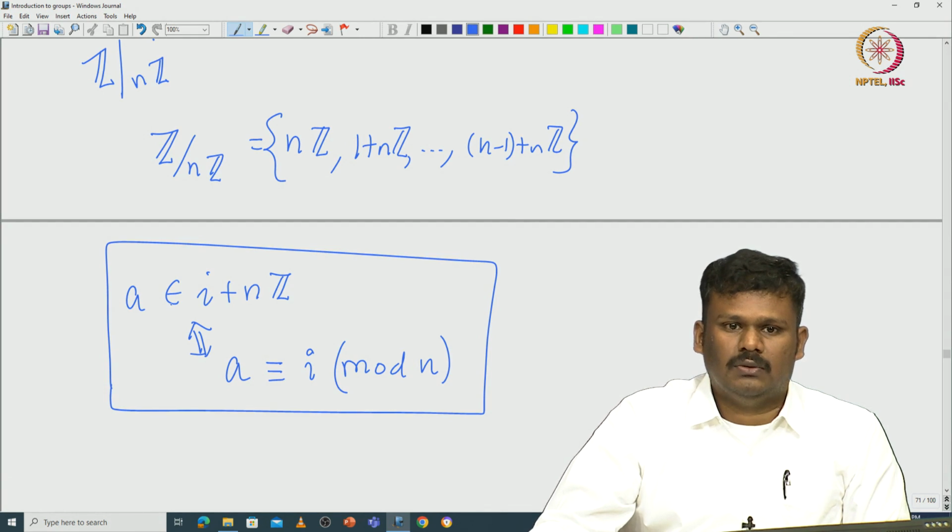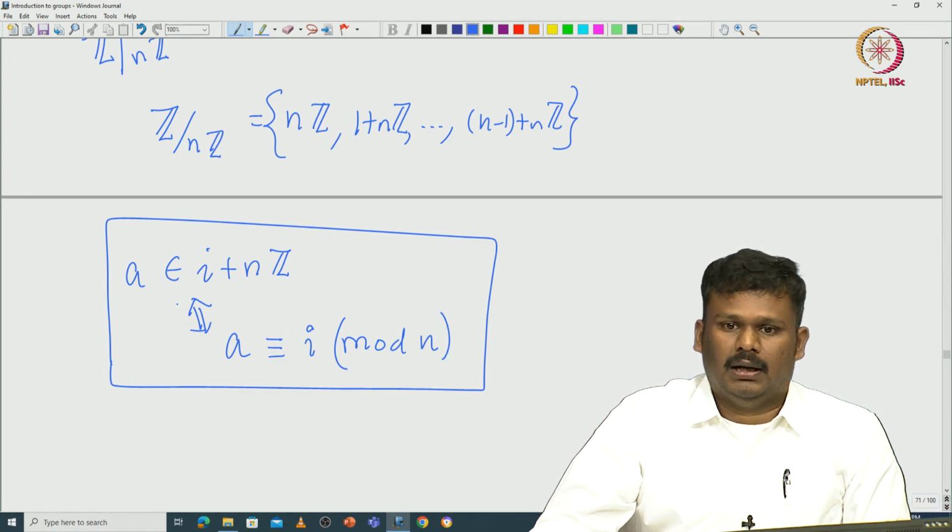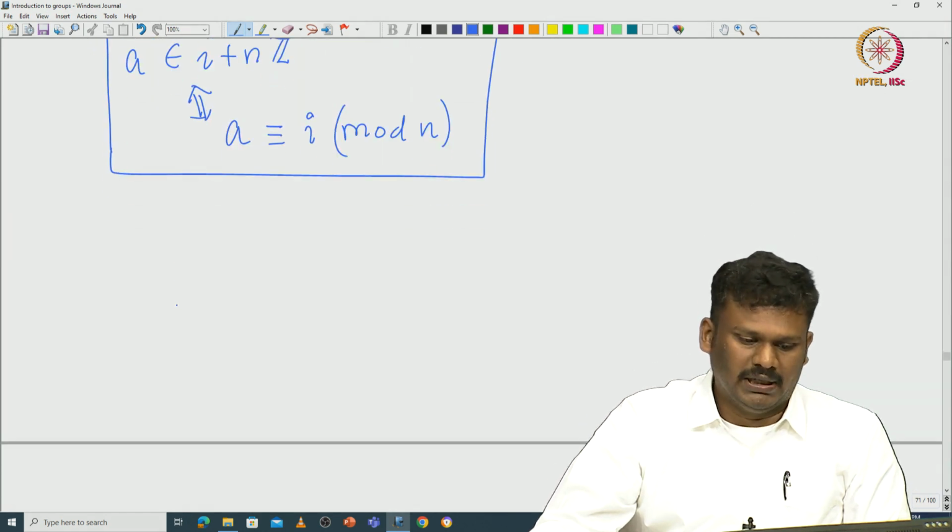Okay. So, we want to check that this is actually well defined. We are taking these sets and then we want to define addition there, and once we define this addition, I want to verify that addition indeed makes Z modulo nZ into a group. Okay. So, let us see how one can define the addition.